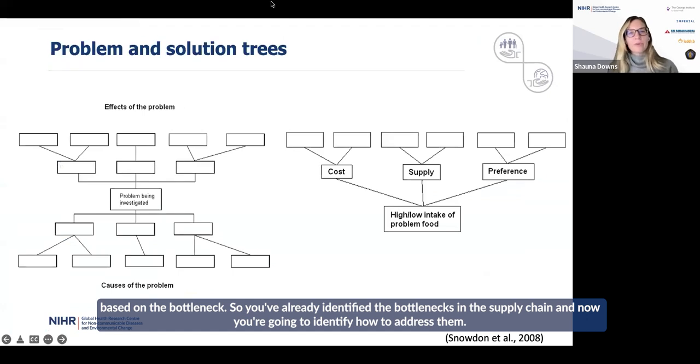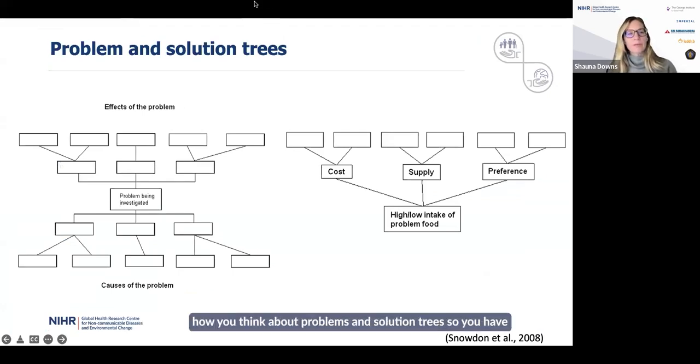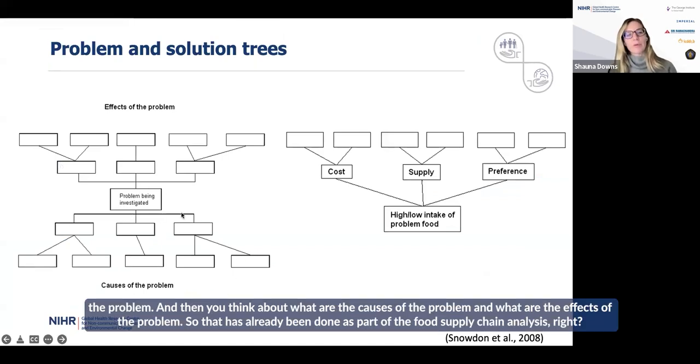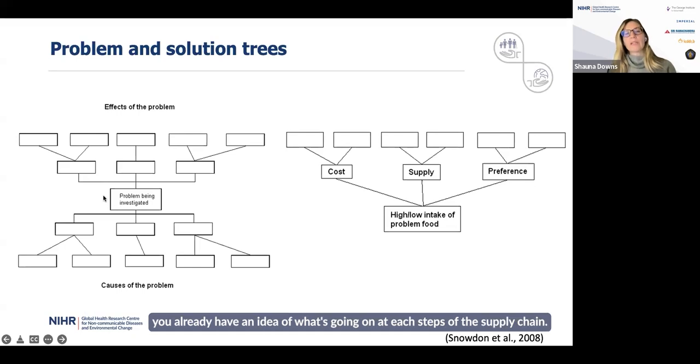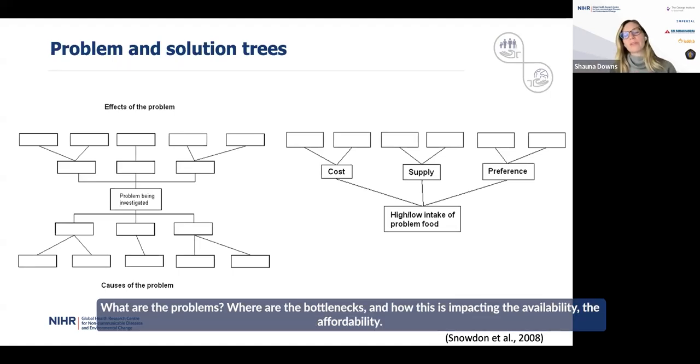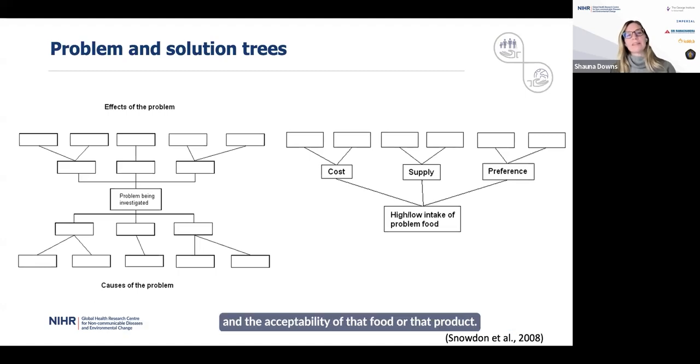So this is kind of how you think about problem and solution trees. You have the problem, and then you think about what the causes of the problem are and what the effects of the problem are. That has already been done as part of the food supply chain analysis, right? You already have an idea of what's going on at each step of the supply chain, what the problems are, where the bottlenecks are, and how this is impacting the availability, the affordability, and the acceptability of that food or that product.